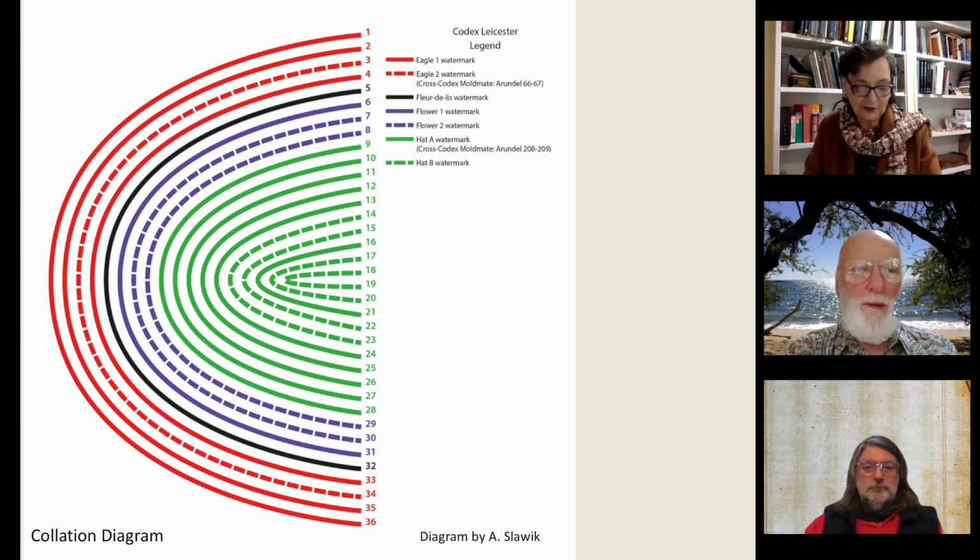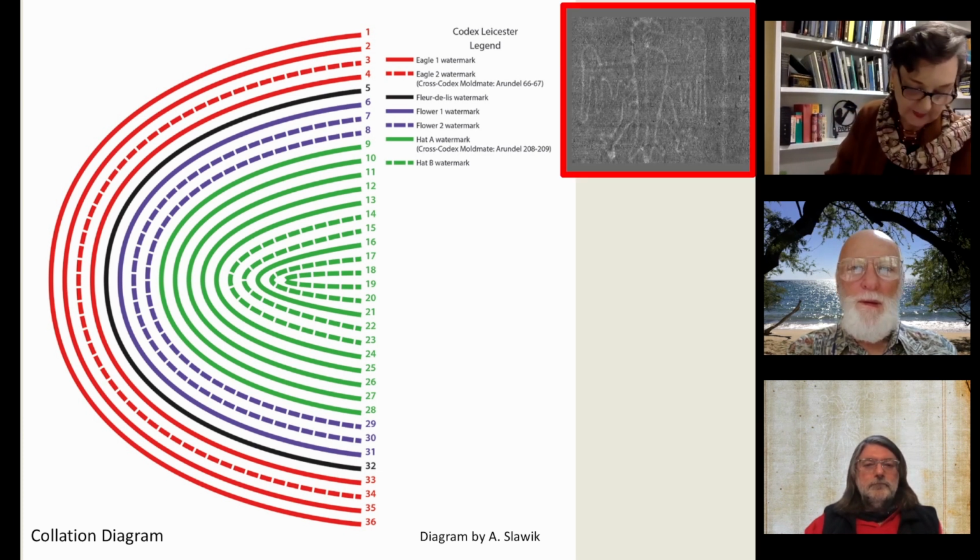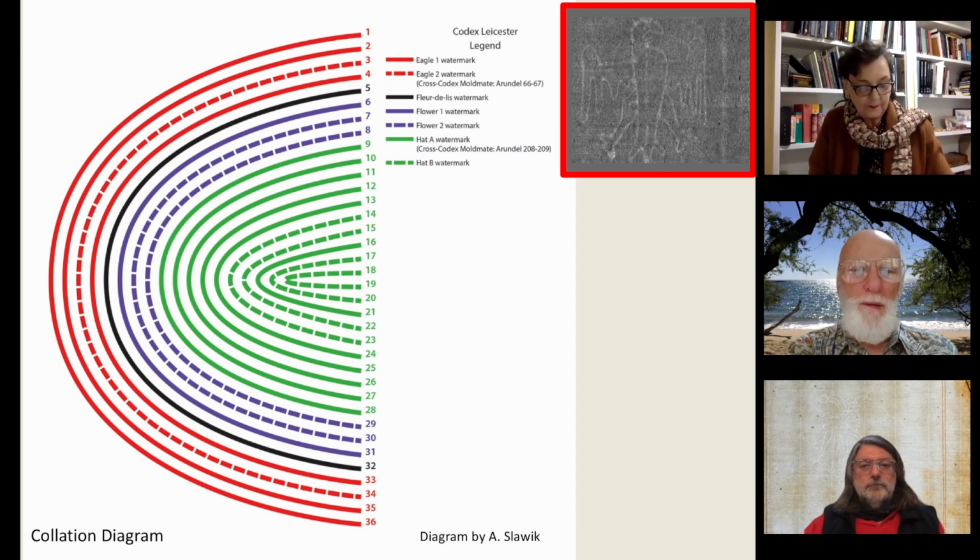There's a lot to digest in this diagram, but let me point to just a few highlights. Seen in red, 3 out of the 4 papers having eagle watermarks came from the same papermaking mold. The 4th eagle is their probable twin, formed from the alternate mold.